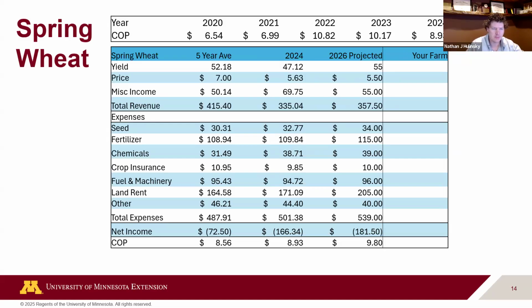The average net income over the last 5 years is a loss of $70 an acre. So if you're losing $70 on average every year, you're probably not going to be growing that crop anymore. In 2024, the average spring wheat acre was a loss of $160 some. My projection into next year, a loss of $180 per acre. So spring wheat, not very profitable. One of the reasons why we're seeing less and less spring wheat grown in central Minnesota.